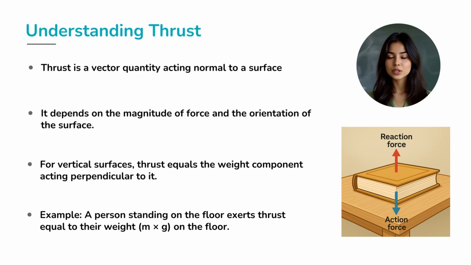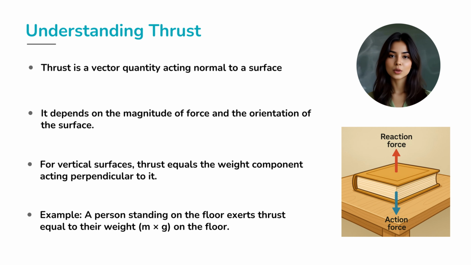Thrust is a vector quantity. It has both magnitude and direction. It always acts perpendicular to the surface on which the force is applied. For example, when a person stands on the floor, the body exerts a thrust equal to its weight, or mass multiplied by acceleration due to gravity, that is, thrust equals m times g.